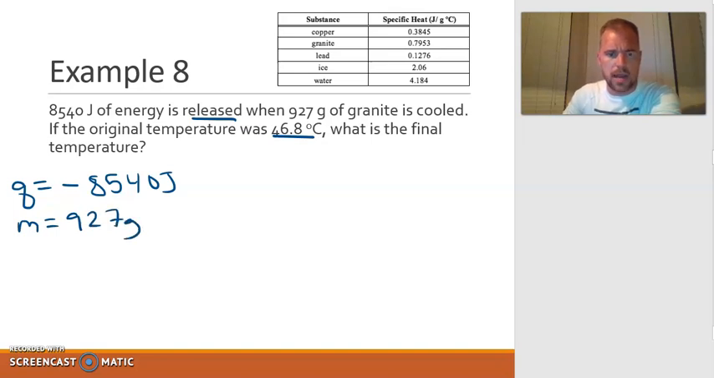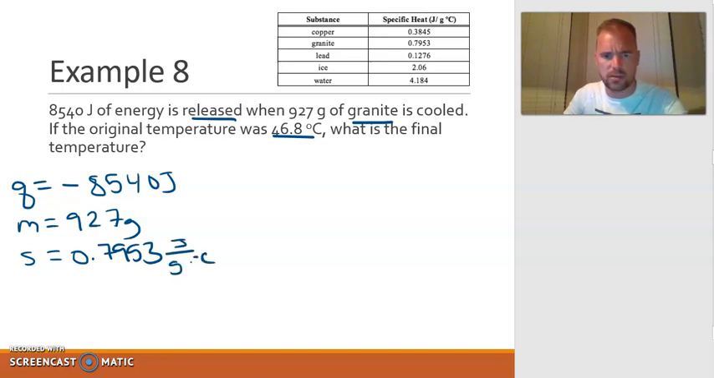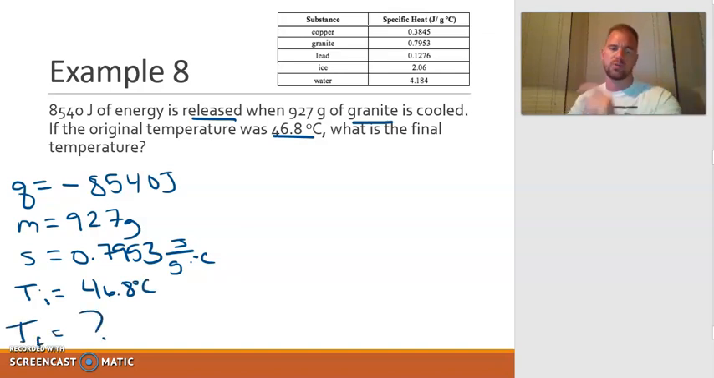927 grams. Now, it does not give me the specific heat, but I have a little table up here. So the only value you need to memorize for specific heat is water. Since it's granite, I have to give that to you. So what does it say here? 0.7953, and the units are joules per gram degrees Celsius. And then it says the initial or original temperature is 46.8 degrees Celsius. What is the final temperature? That's what I'm solving for. So I'm not solving for delta T, I'm solving for specifically what is the final temperature.